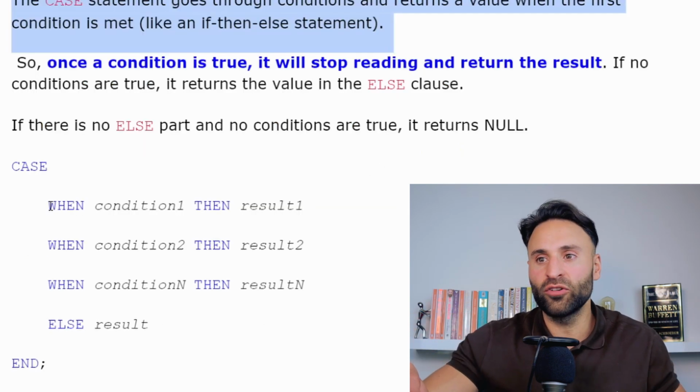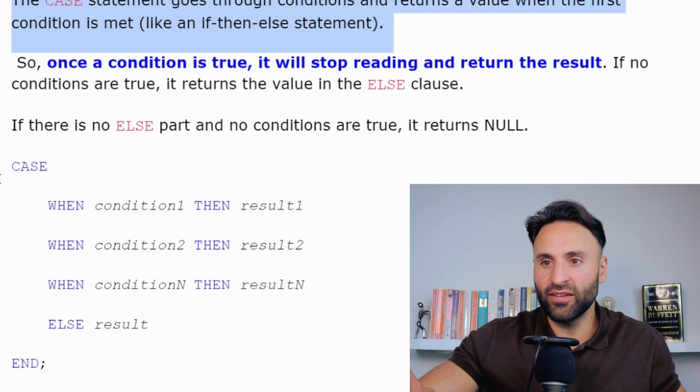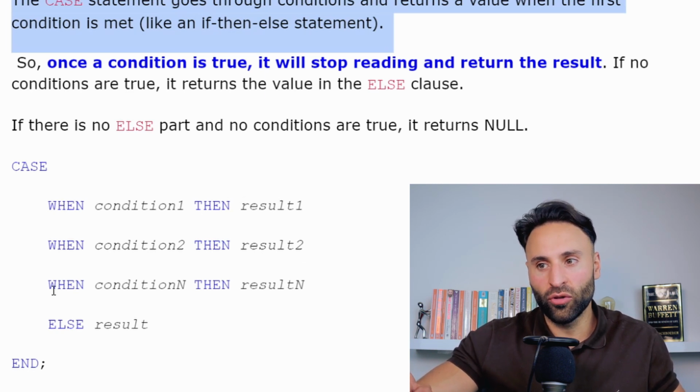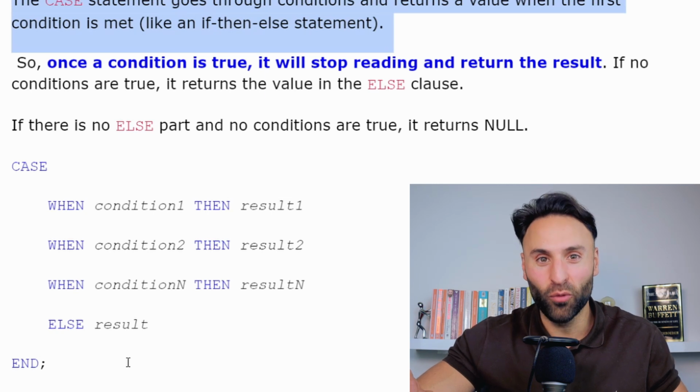So this is the syntax here, which basically means the format of the statement. So we have the case, when condition 1, then result, when condition 2, then result, when condition 3, then result, else, result, end. Now, I'm going to dive into an example and it'll make a lot more sense.